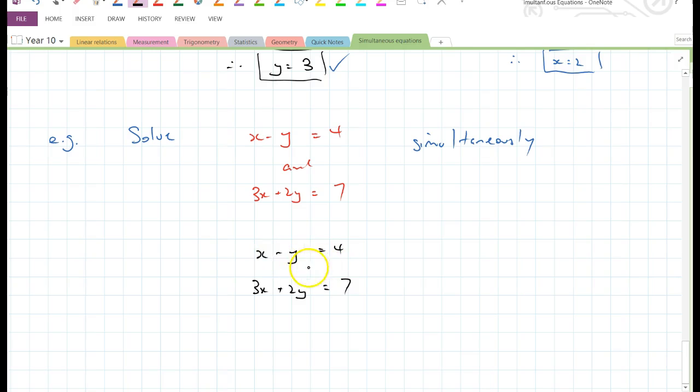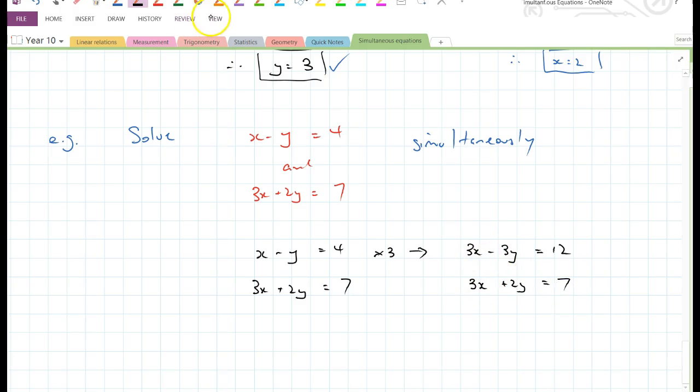So I've got two options here. I could multiply this first equation through by 3. If I times the whole thing through by 3, then I'll get 3x minus 3y equals 12. Perfectly legitimate again. It's the same equation as this one here, just written differently. Now if I did that and rewrote this one underneath, 3x plus 2y equals 7, now I've got 3x and 3x.